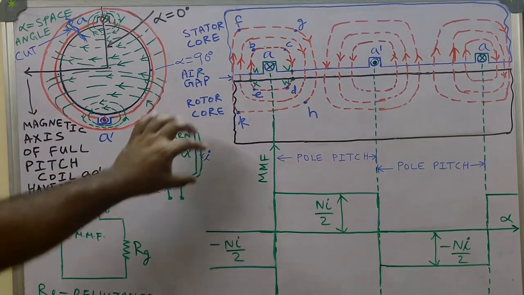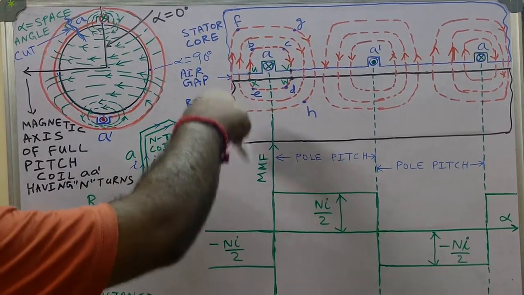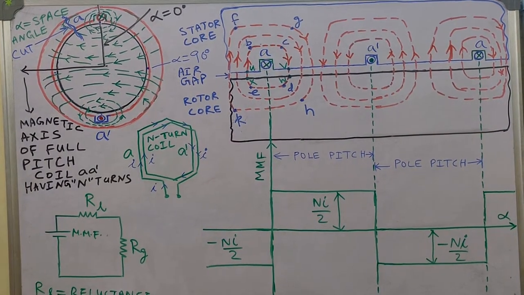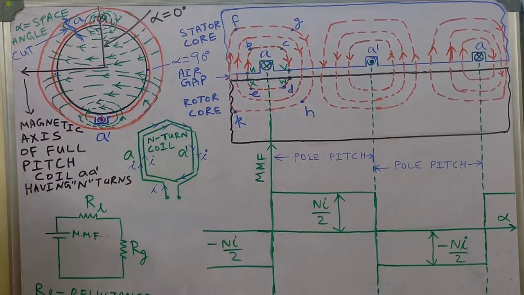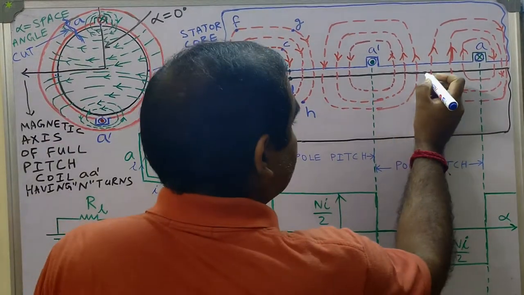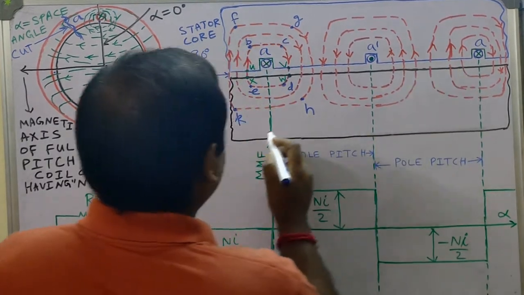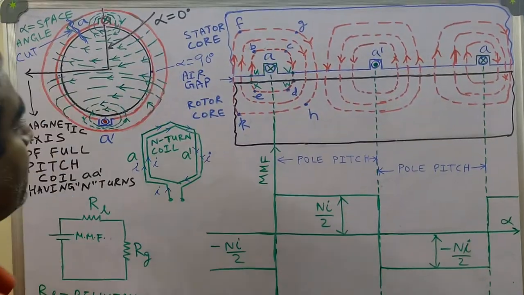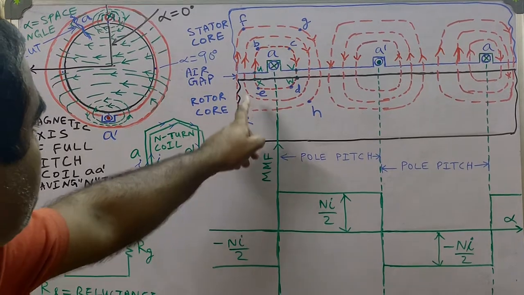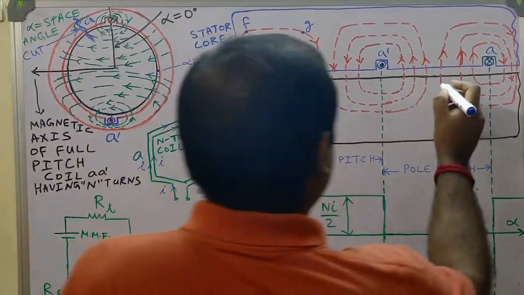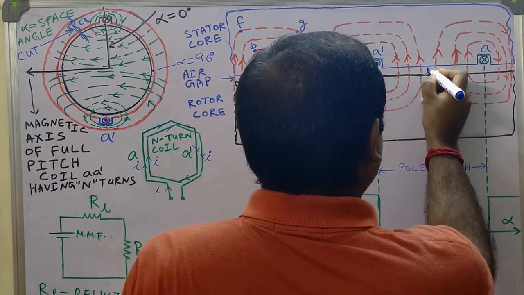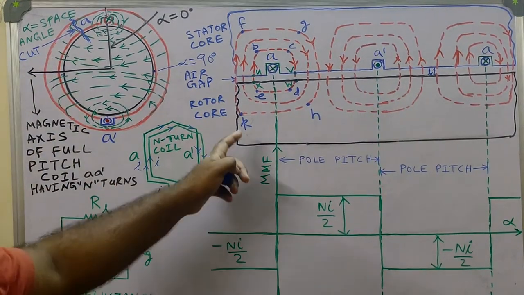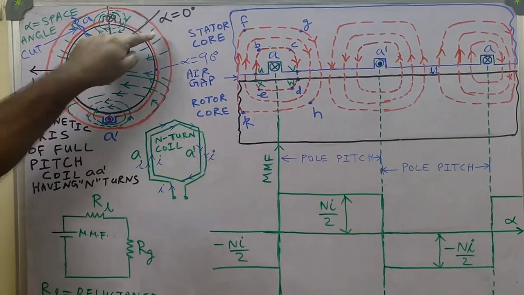So if the iron portion of the stator core and rotor core are assumed to have infinite permeability, then they offer no reluctance to the magnetic lines of flux. Only reluctance is offered by the air gap. Let's say the air gap length is small g. I have written g here somewhere for A, B, C, so let us write something else. Let's write L, since L is not used in the symbol. So what is L? L is nothing but the length of the air gap between the stator core and rotor core.